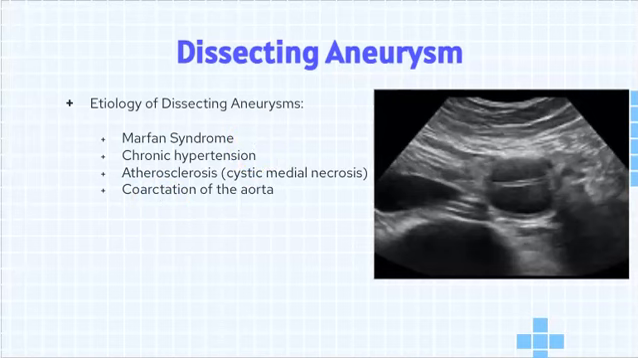Coarctation of the aorta is another cause of a dissecting aneurysm. With coarctation, it's actually narrowing of the aorta, which forces the heart to pump blood harder through that narrowed space. And when blood is pumped harder, it has a higher chance of pushing through that arterial wall and creating a dissecting aneurysm. A few other causes include congenital aortic valve anomalies, chest trauma, or pre-existing aortic aneurysms.